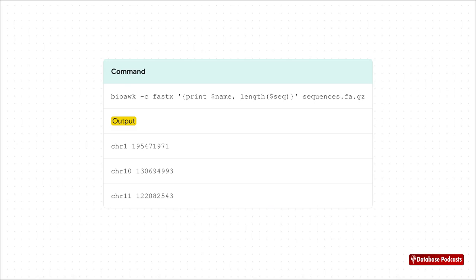And here it is, the whole shebang. A single, beautiful command that reads a compressed file, understands its format, does a calculation, and spits out this perfectly clean tabular data. We didn't have to import anything into a database. We didn't have to write some long, complicated script. This is the power of stream processing in a nutshell.